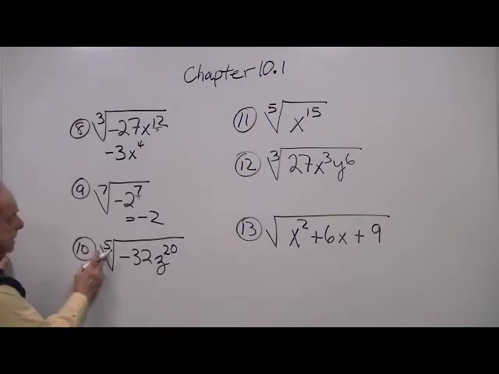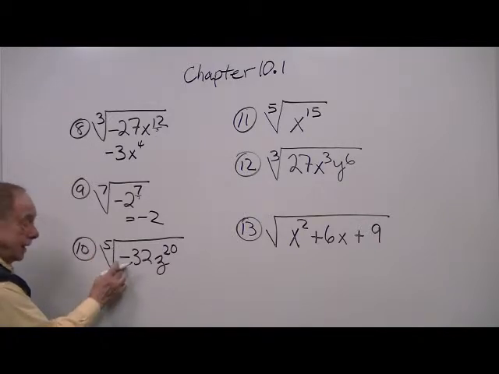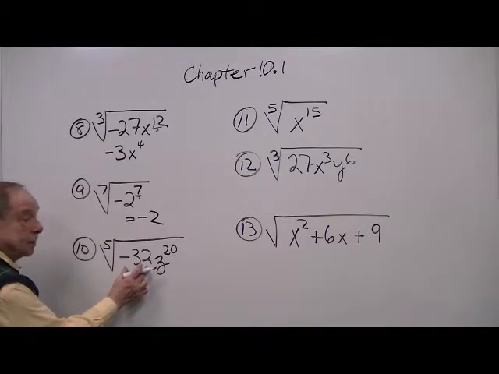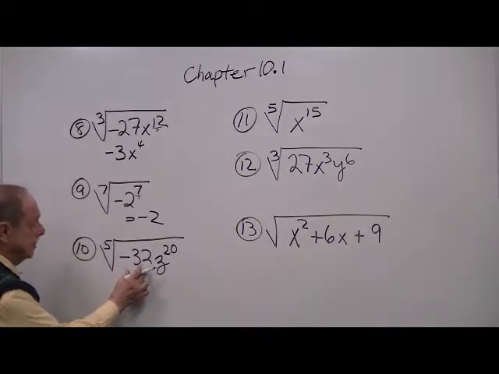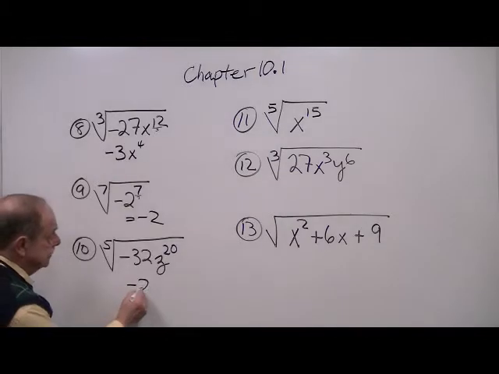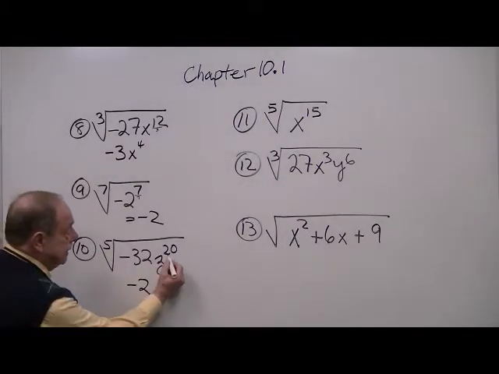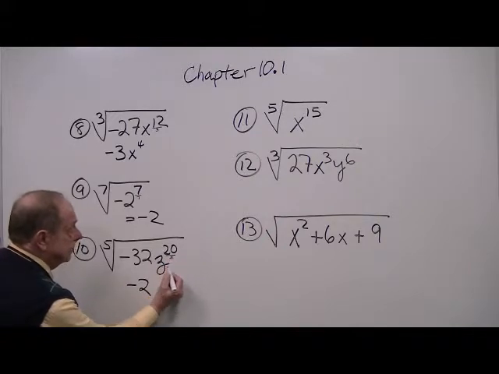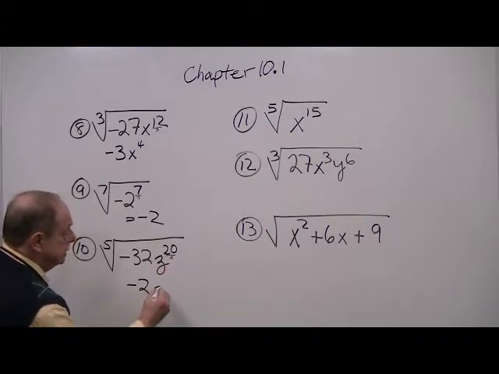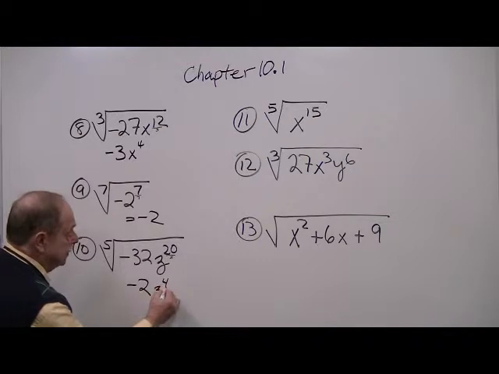In number 10, again, it's an odd index number, so the negative sign is okay. This is a perfect 5th power, so that's going to be negative 2. And then, again, the index number is 5. This is going to be z to the 4th.